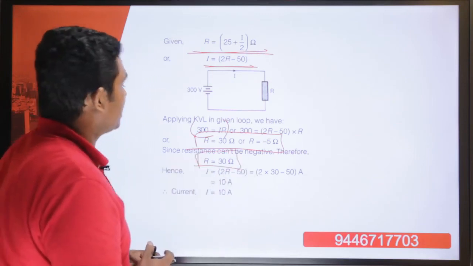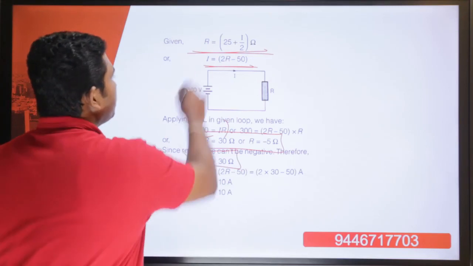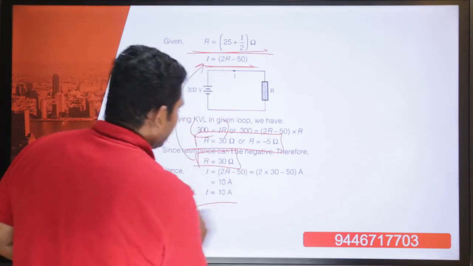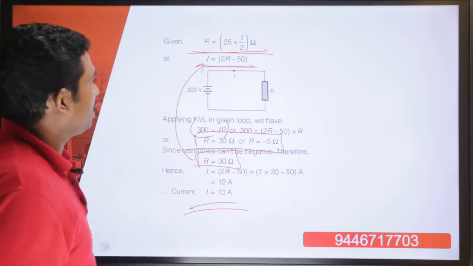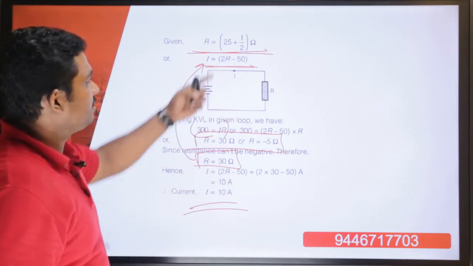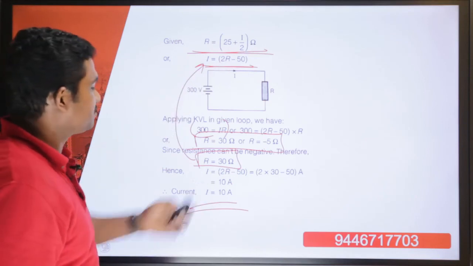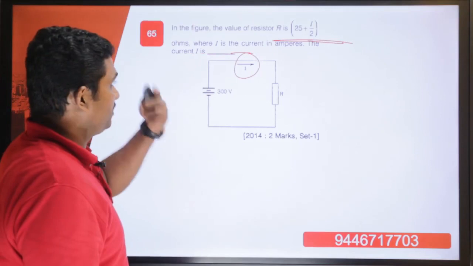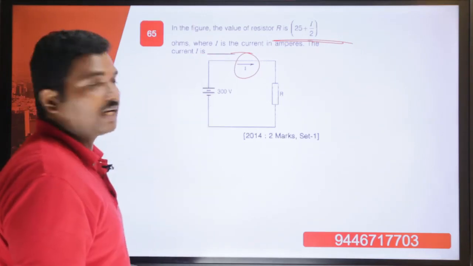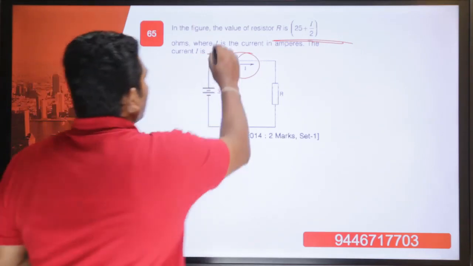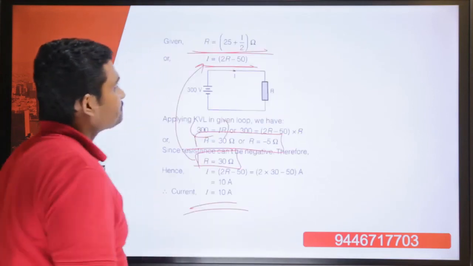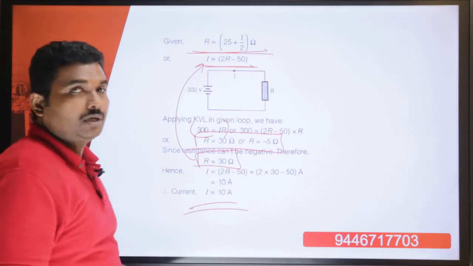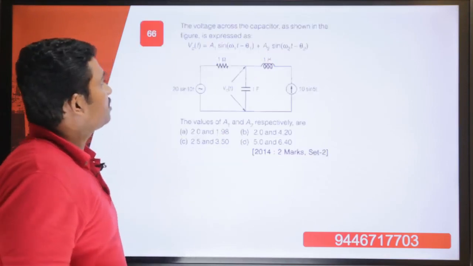When we consider R as 30 ohms, putting the value of R into this equation, we get the value of I as 10 amperes. It is 2R minus 50; R is equal to 30 means it is 60 minus 50, so I becomes equal to 10 amperes. What should we find out? We should find out the value of current I. So what is our current I? Current I is equal to 10 amperes, isn't it? That is the solution for this question. Now moving into question number 66.